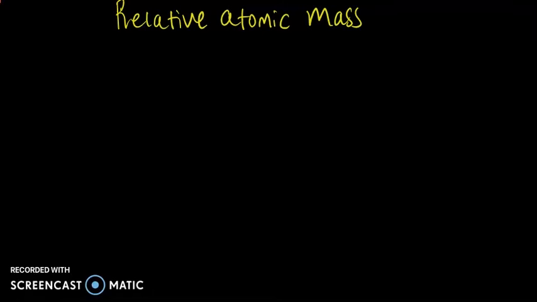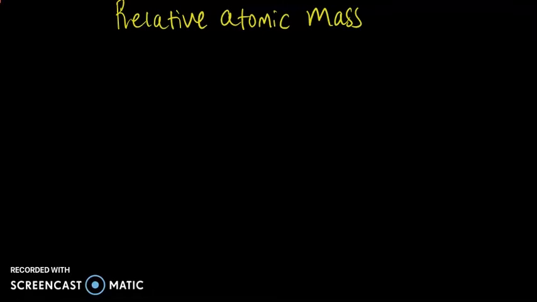So atoms are weighed in comparisons and can be compared using a relative scale. On this relative scale, an atom of carbon-12 is assigned a relative mass of exactly 12, and the relative masses of other atoms are compared to this reference point. Simply, that means carbon-12 is our reference point for determining the relative atomic mass of other elements.